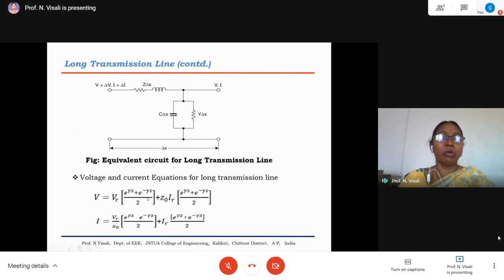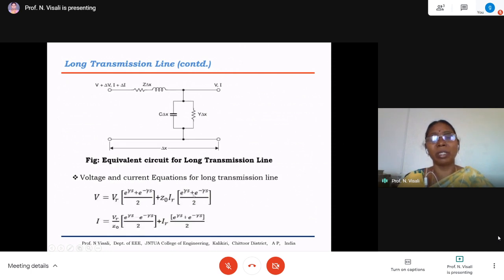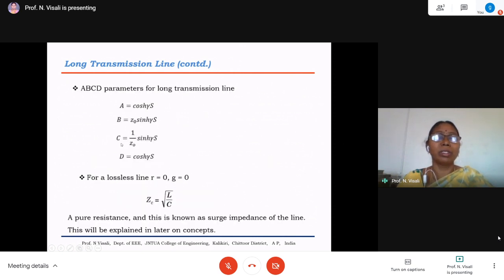ABCD parameters of the long transmission line. A is equal to cosh γl. Cosh γl is nothing but (e^γl + e^-γl)/2, and B is equal to Z0 sinh γl. Sinh γl is nothing but (e^γl - e^-γl)/2, and similarly this is cosh and this is sinh. So C is equal to 1/Z0 into sinh γl. D is nothing but cosh γl. So these are the ABCD parameters of the long transmission line.